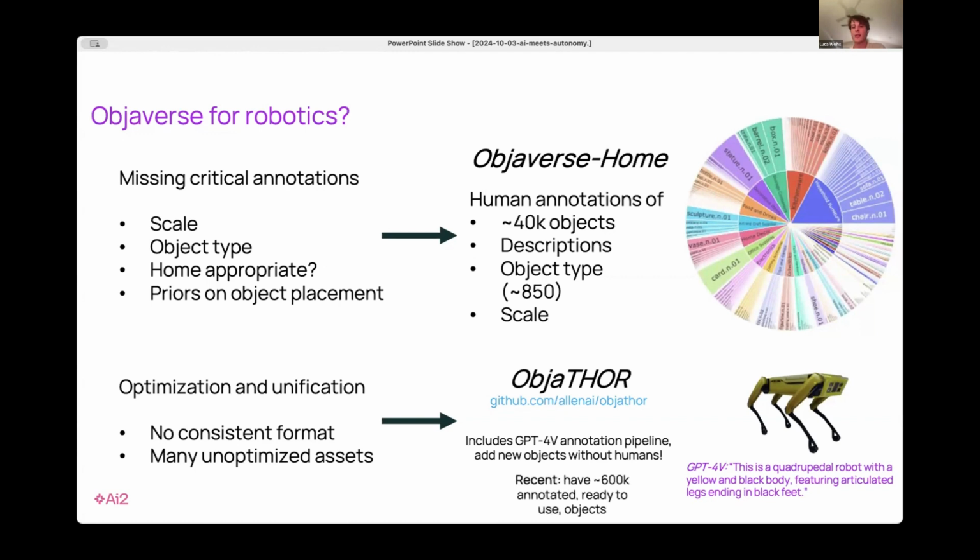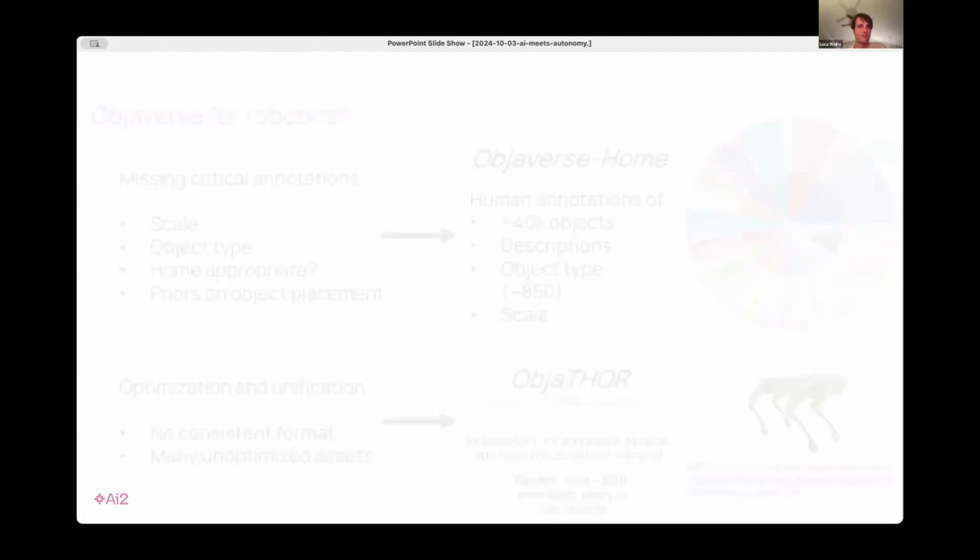I should say also very recently, we've actually annotated over 600,000 of these assets. So these are all available for use. Ping me if you'd like to actually use them.